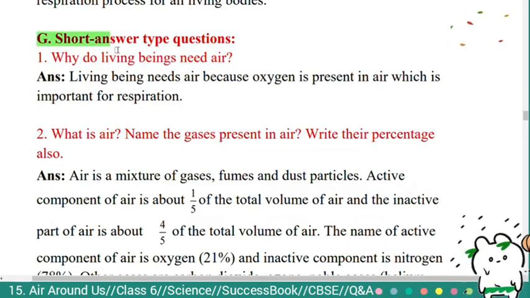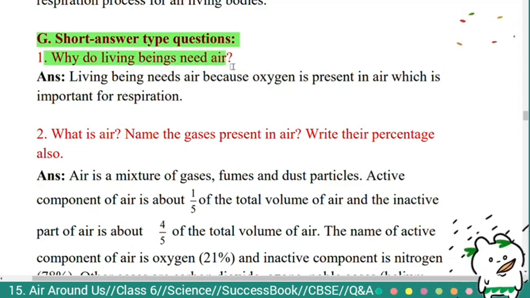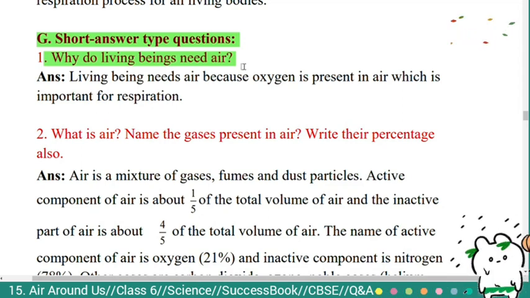Next main, G. Short answer type questions. First question, why do living beings need air? Answer, living beings need air because oxygen is present in air which is important for respiration.